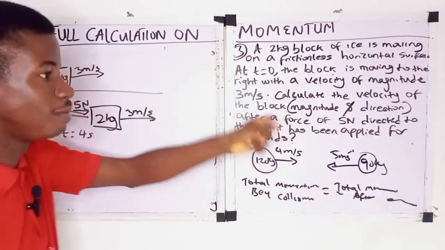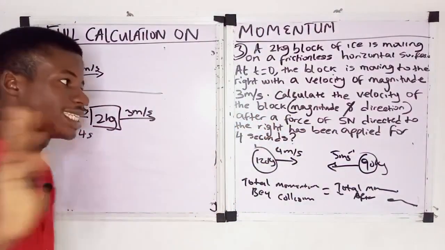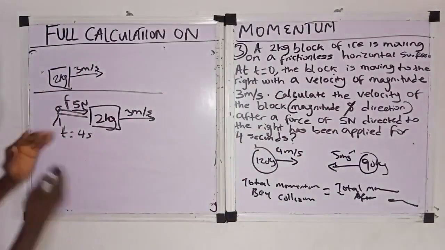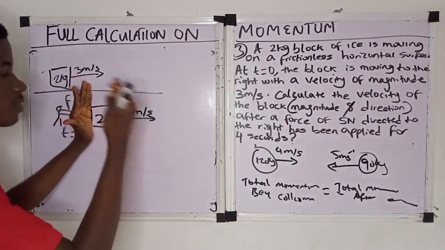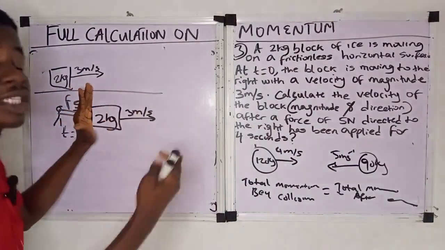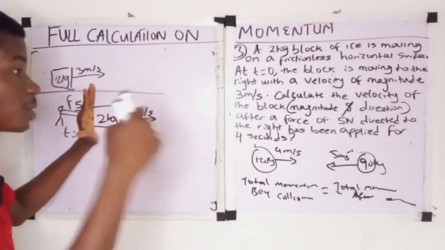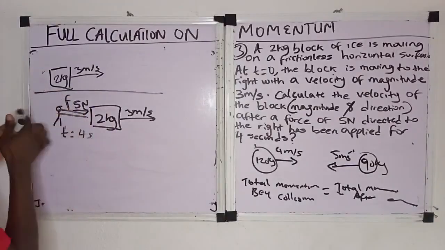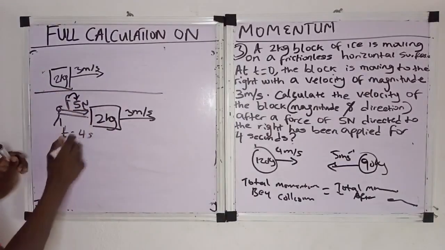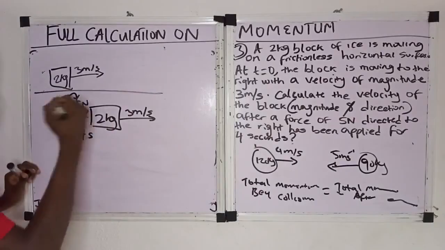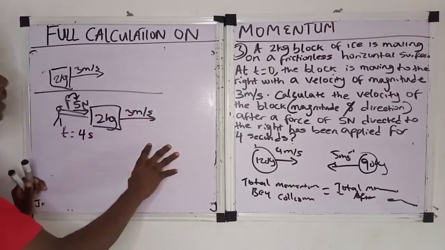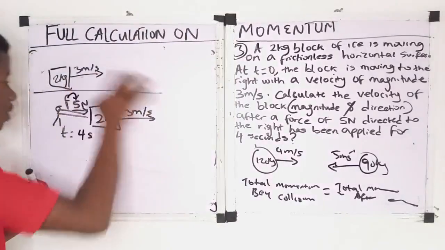They say calculate the velocity of the block after a force of 5 newtons directed to the right has been applied for 4 seconds. Initially the block is moving with a velocity of 3 meters per second. The mass of the block is 2 kg. The force is 5 newtons, and the time in which the force acts is 4 seconds.